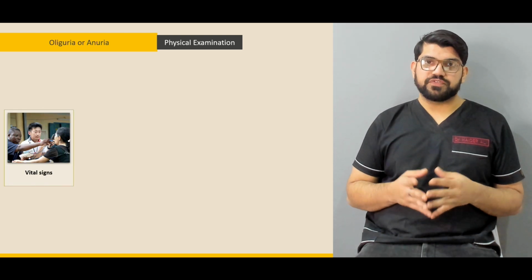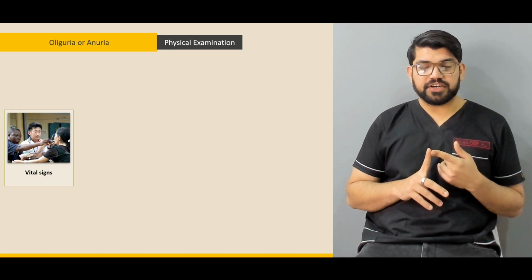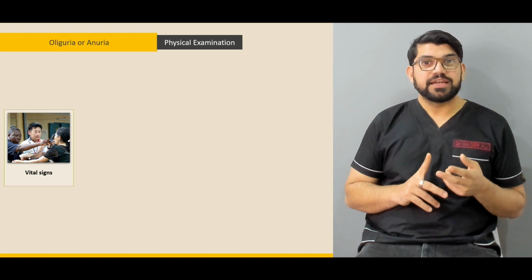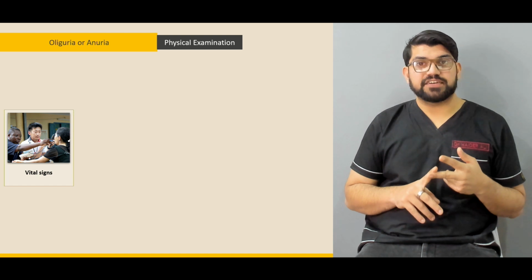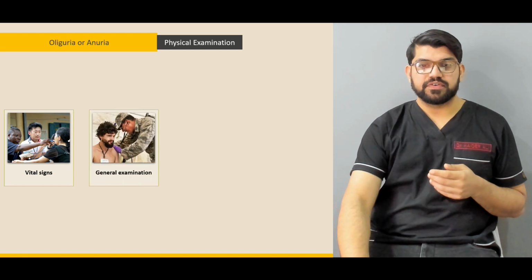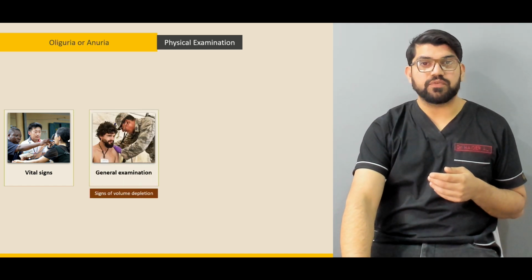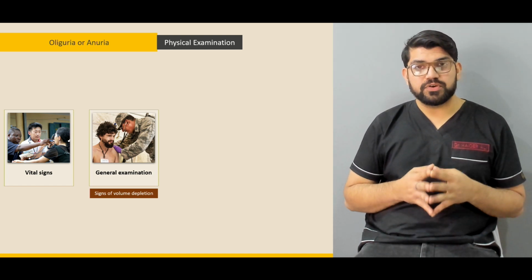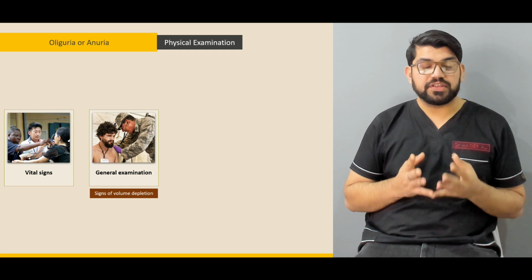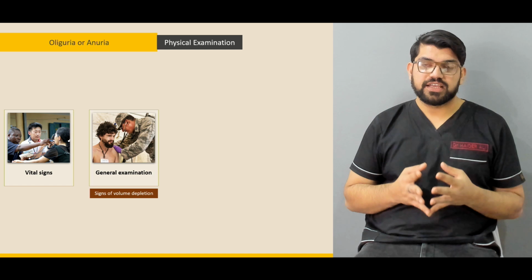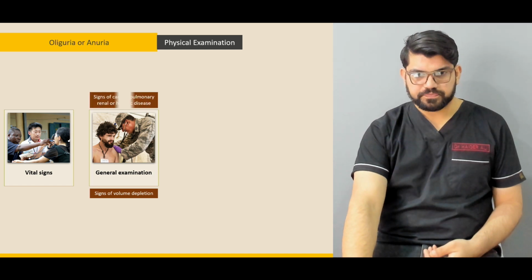Signs of hypovolemia include hypotension, decreased blood pressure, decreased mean arterial pressure, and tachycardia, which is a reflex or compensatory mechanism because of hypovolemia. Signs of dehydration on general examination, which includes signs of volume depletion: white-coated tongue, dry mucous membranes, lethargy, coma, altered mental status, and sunken eyes.